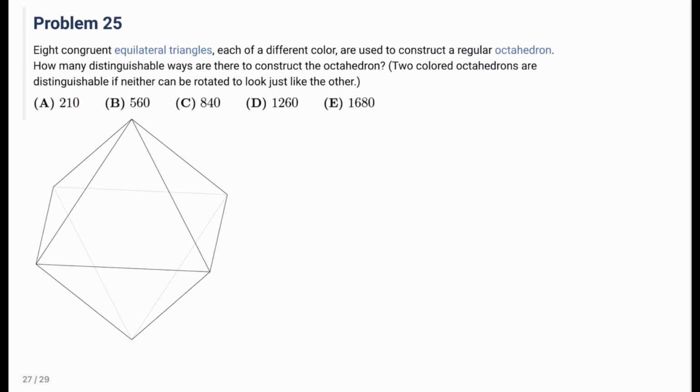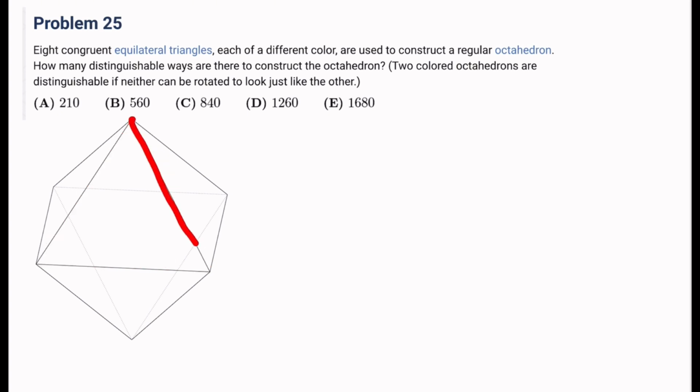Last problem, number 25. 8 congruent equilateral triangles, each of a different color, are used to construct a regular octahedron. How many distinguishable ways are there to construct the octahedron? Two colored octahedrons are distinguishable if neither can be rotated to look just like the other. Okay, since one rotation making it the same would just make it constant, for this one, we need to make one face constant, right? So let's make this face constant.